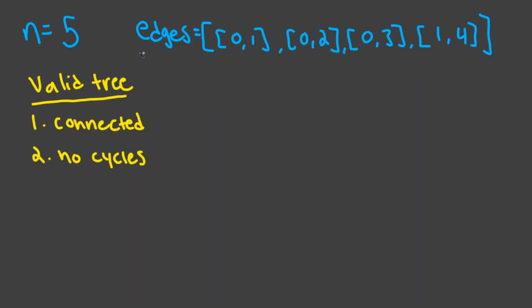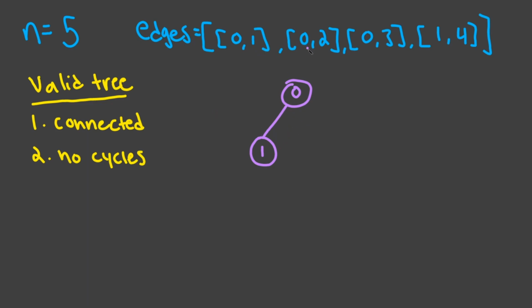So here I've redrawn the example from the problem, and also I've rewritten the valid tree conditions. So let's see if these edges give us a valid tree. So first we have our edge 0 to 1. So we're going to have 0, and we're going to have our 1 node here. And because it's an undirected graph, the edge goes to both ends. So we can go from 1 to 0 and 0 to 1. But I'm just going to draw them as a straight line just to keep it simple.